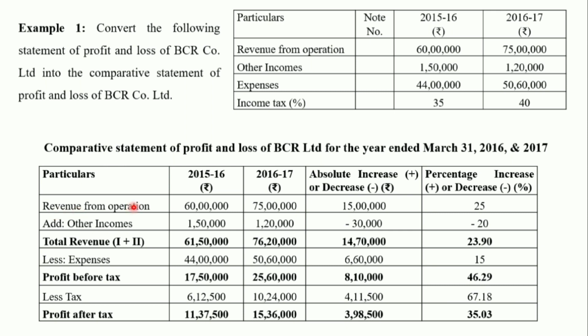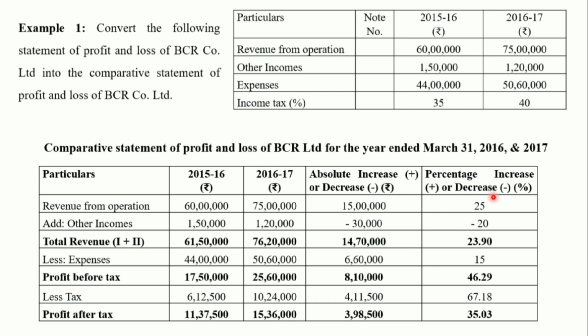Revenue from operations is 60 lakh and 75 lakh for the two years. The absolute difference between these two years is 75 lakhs minus 60 lakhs, which gives 15 lakhs. That is the absolute difference in revenue from operations between both years. Then the percentage increase or decrease.